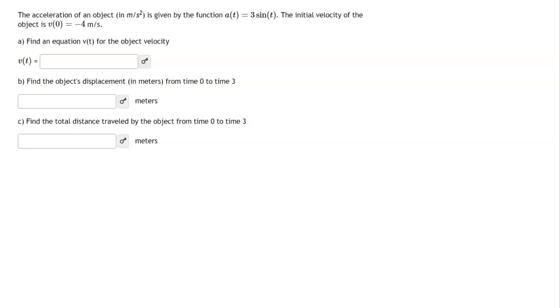So one of the things that we have to remember is the relationship between acceleration and velocity: acceleration is the derivative, or the rate of change, of our velocity. As we're speeding up or slowing down, that's what we call acceleration. So if we know the acceleration and we need to find the velocity, we can use the antiderivative, right? Because if we find the antiderivative of v'(t), then that will give us v(t). So this is the same thing as finding the antiderivative of a(t). So let's go ahead and find that.